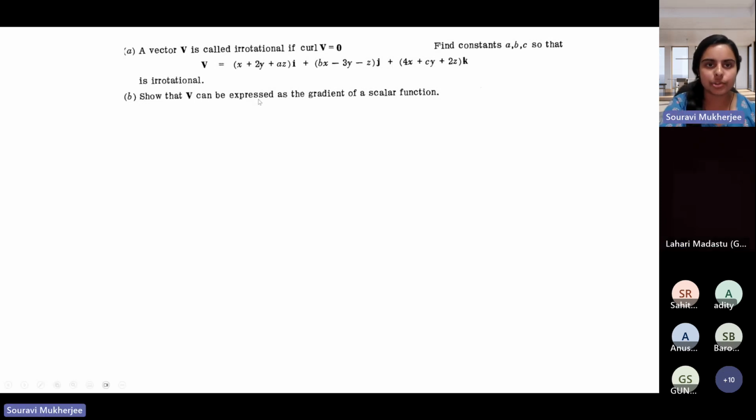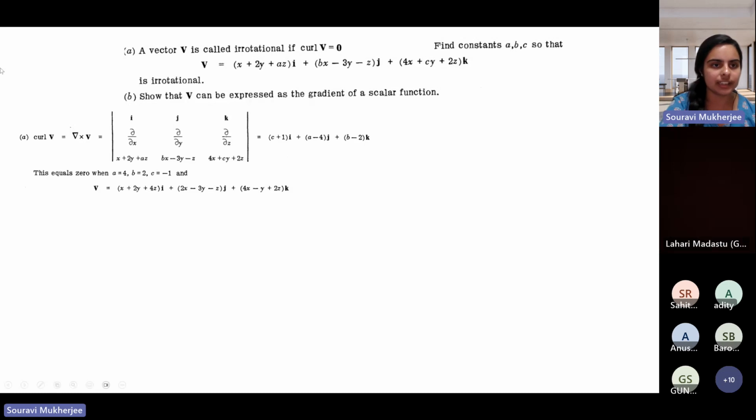Like here, you have this vector field. Okay. And here it's said that you have to find the constants A, B, and C so that this vector field is irrotational. So it's a similar kind of question. What you do is you find the curl of this vector, okay? And then you equate each of these components to 0 because it's irrotational, and that gives you the value of A, B, and C, right?